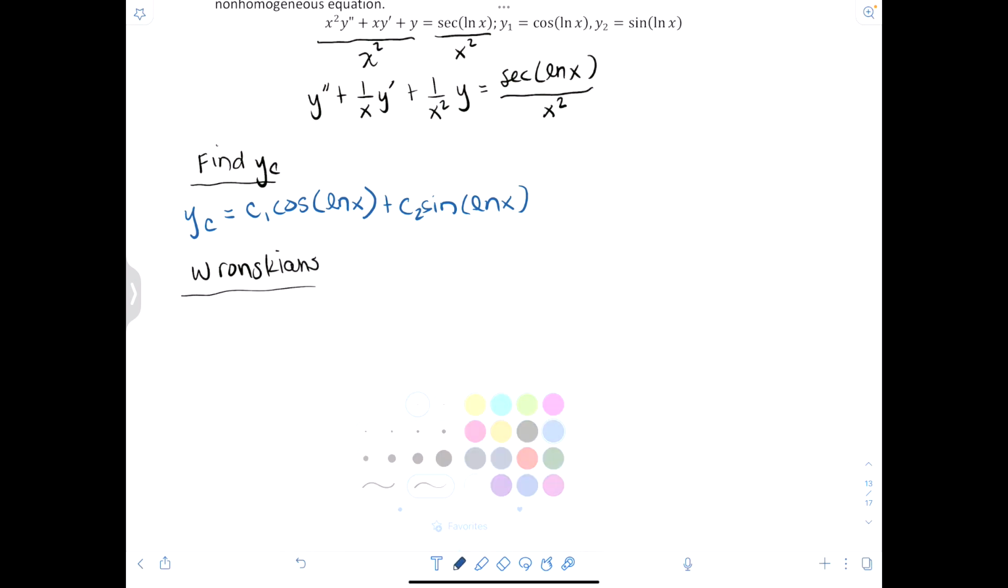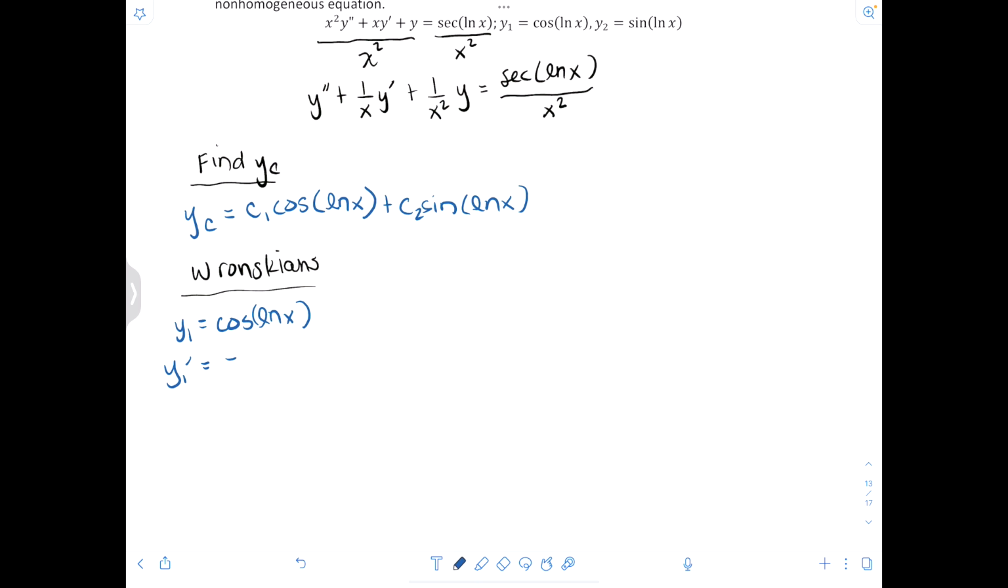So, y1 is cosine of natural log of x, and y1 prime is going to be negative sine of natural log of x over x. y2 was sine of natural log of x, and so y2 prime will be cosine of natural log of x, and then using that chain rule times 1 over x.